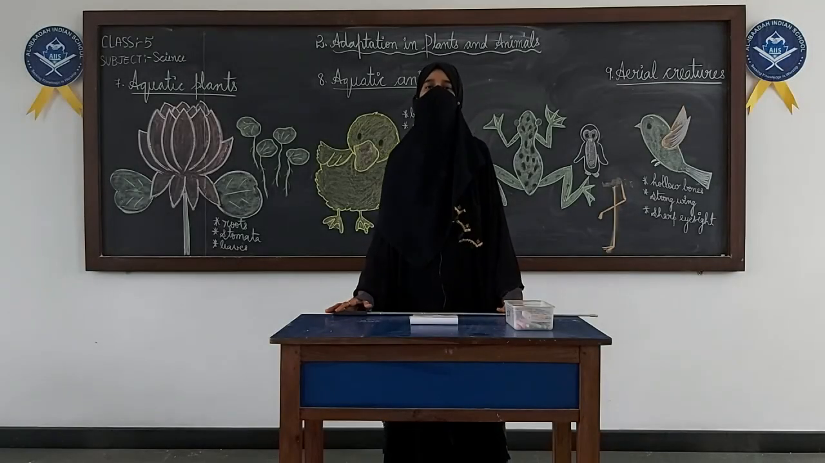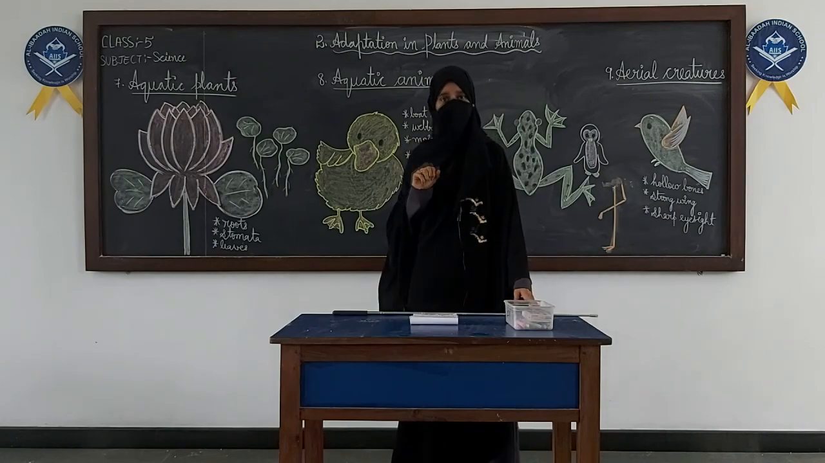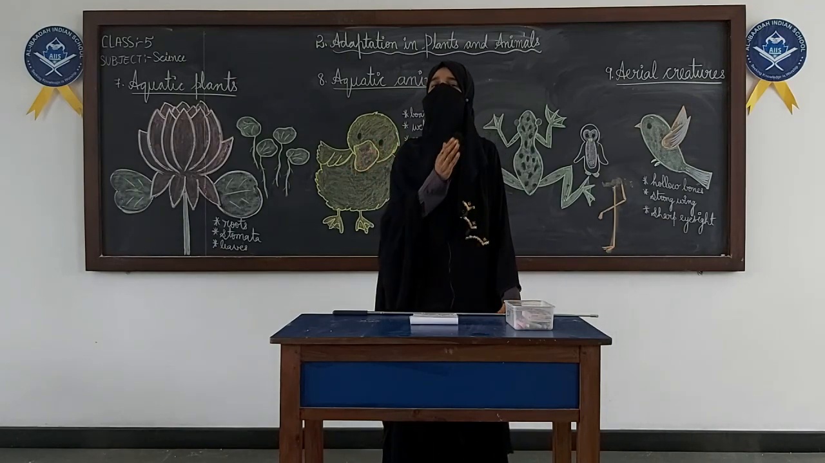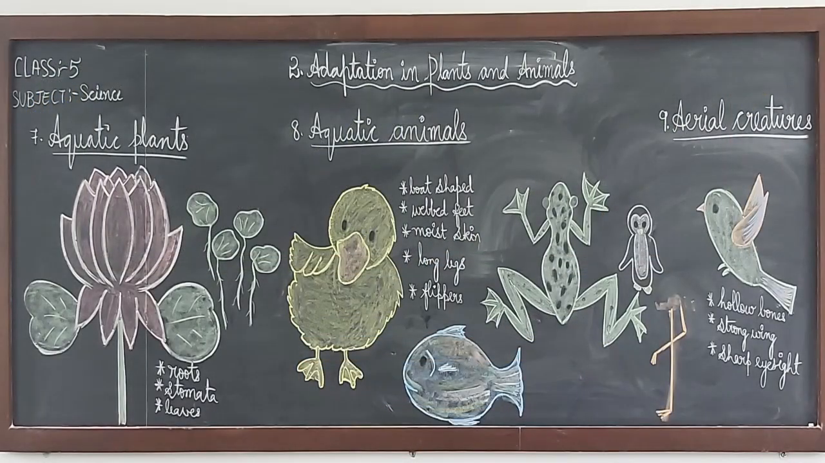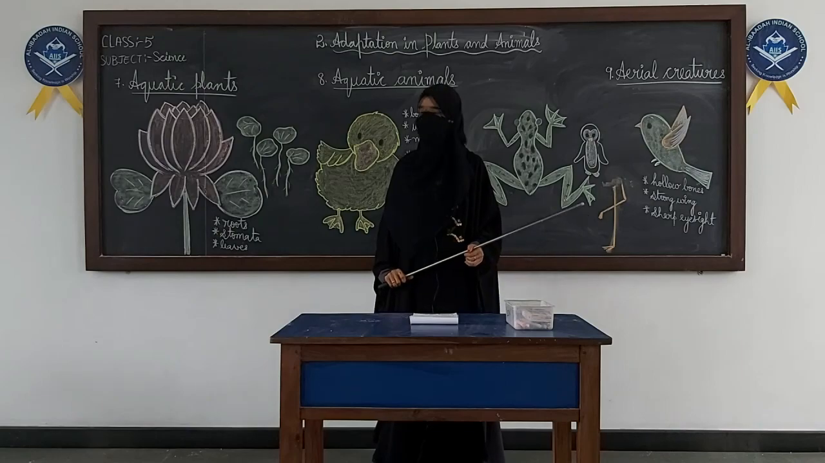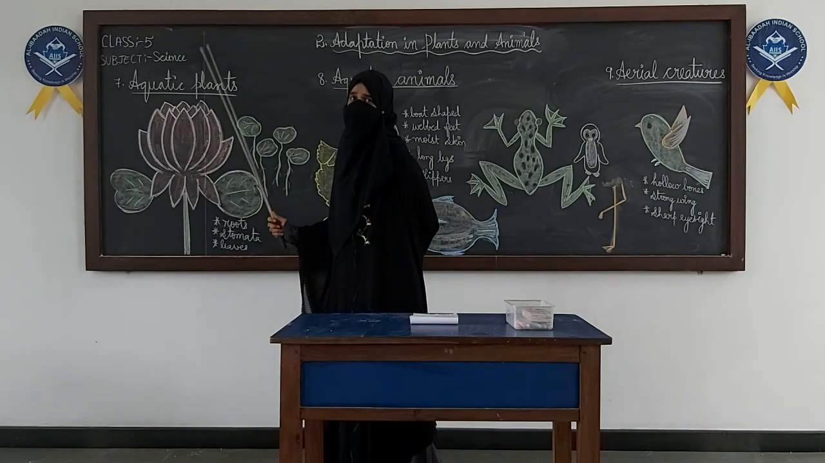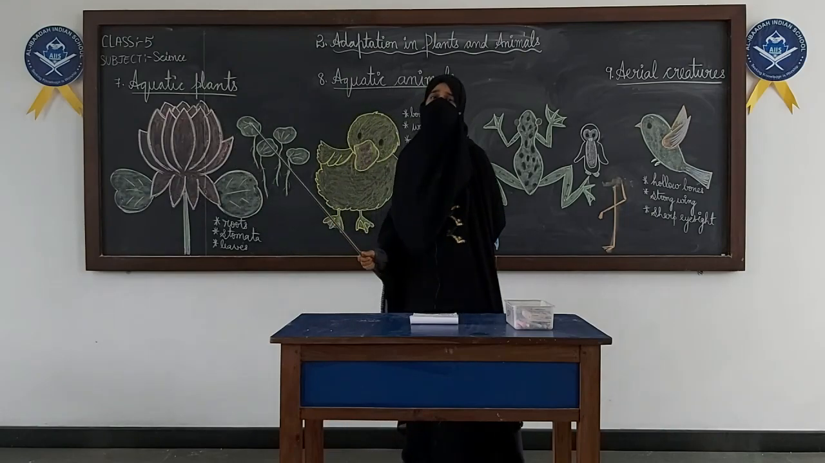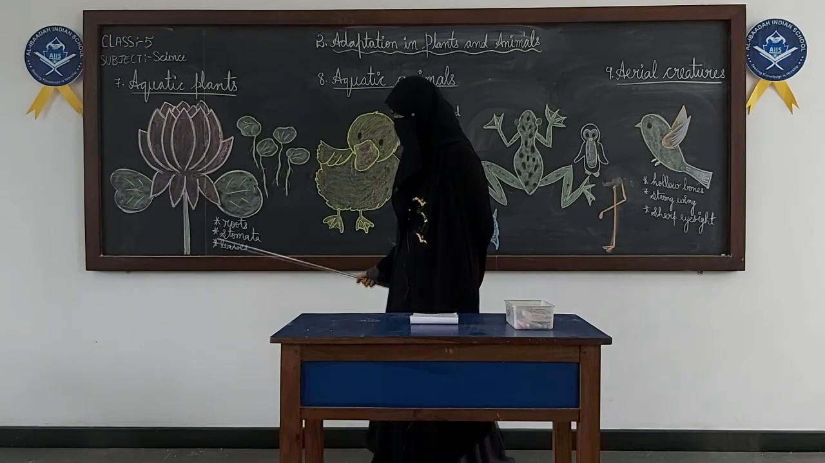Students, as we have already learned about the adaptation of plants and animals in desert areas and in the cold region, now we will discuss aquatic plants, aquatic animals and aerial creatures. Aquatic plants are those plants which live in water. Plants like water lily, lotus, duckweed and water hyacinth float on water.